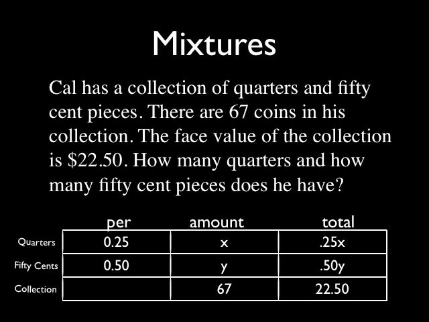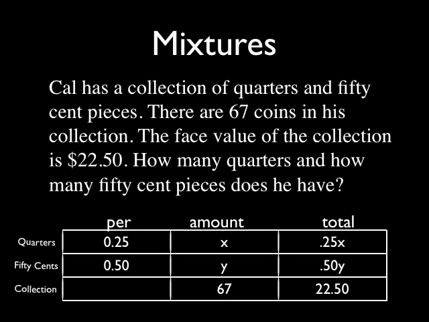All right, why do I have 0.25 times X? What does that represent? That's the subtotal of what the quarters in the collection are worth. And the 0.50 times Y, that's how much the 50-cent pieces are worth. If I take 25 cents per quarter times X quarters, that gives me the worth of the quarters. 0.50 dollars per coin for 50-cent pieces times Y 50-cent pieces gives me 0.50Y, the worth of the 50-cent pieces. So look at the chart, make sure this chart makes sense.